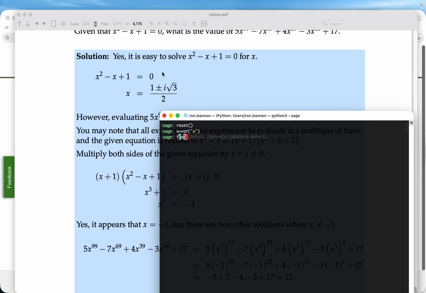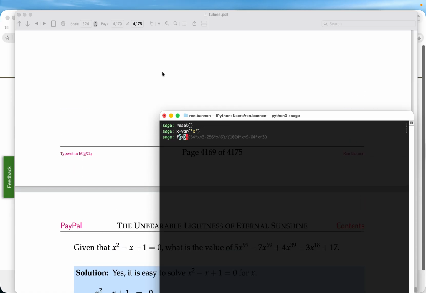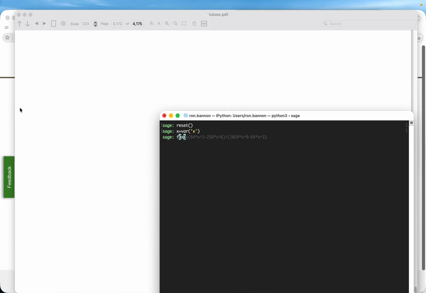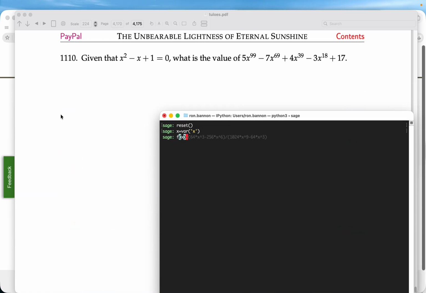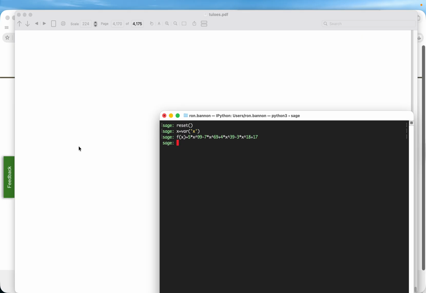Okay, we're typing this in, which is equals 5 times x to the 99, minus 7 times x to the 69, plus 4 times x to the 39, minus 3 times x to the 18, plus 17. All right, let's go back to the code.